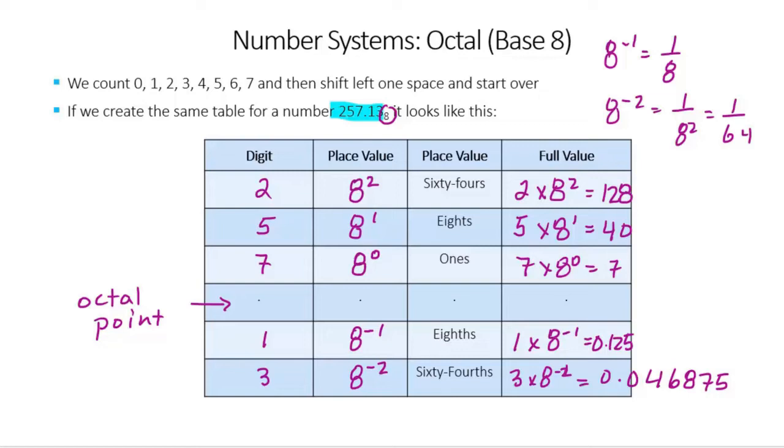128, 47, 0.125, and 0.046875 are all numbers in the decimal system. Also, because they're in the same system, I can add them up. That gives me a total of 175.171875, and I'll indicate clearly that this is a number in base 10. So what we've done is we've deconstructed the octal number 257.13 into its value in the decimal system. Essentially, we've done our first conversion between number systems.